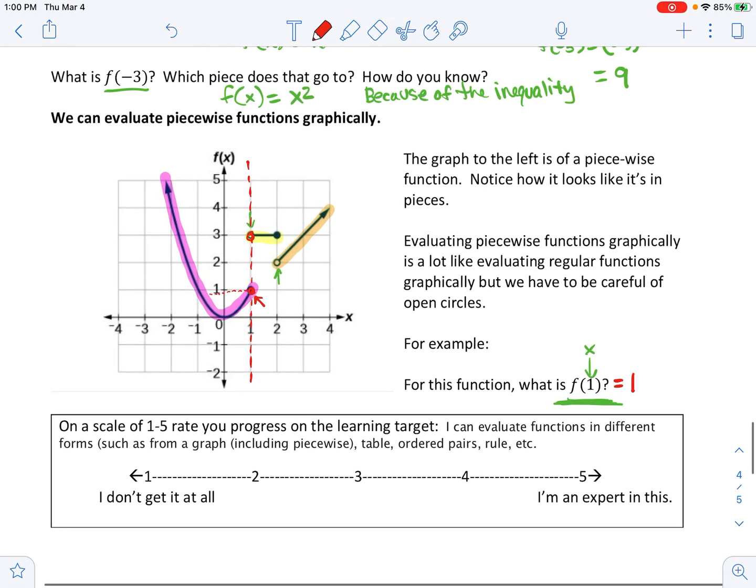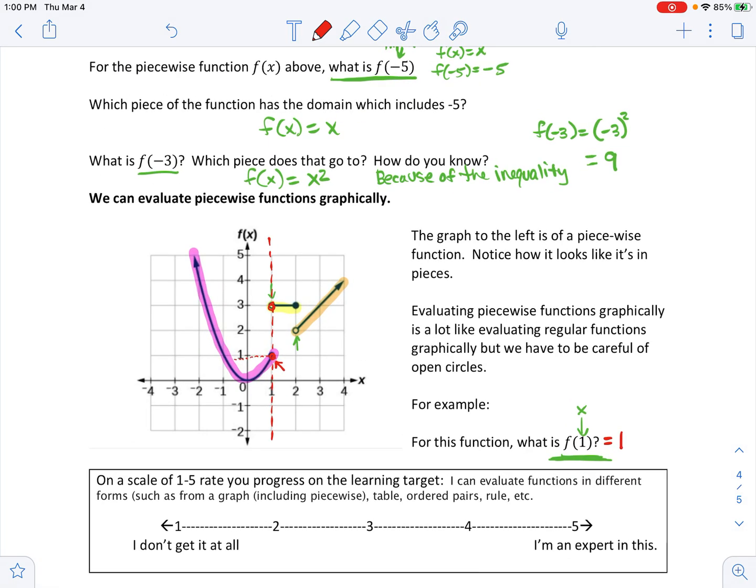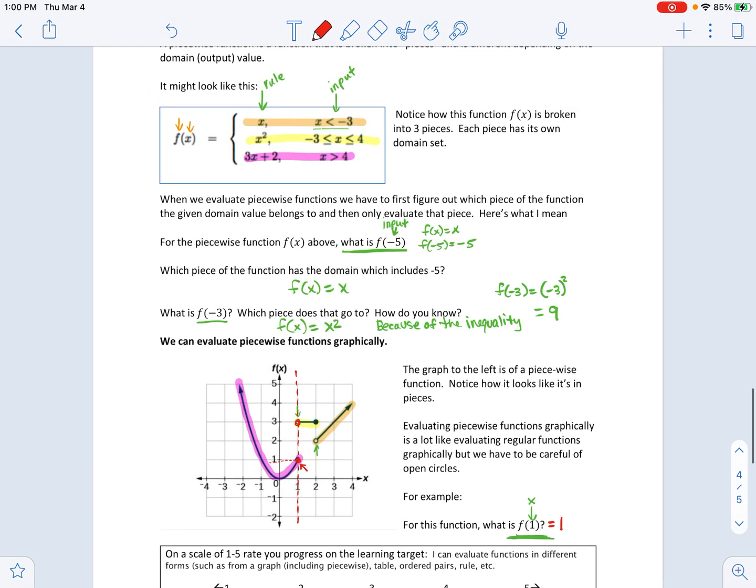So at this point, I just want you to take a second and rate your progress on the learning target. I can evaluate functions in different forms, such as a graph, including piecewise, a table, ordered pairs, a rule, etc.